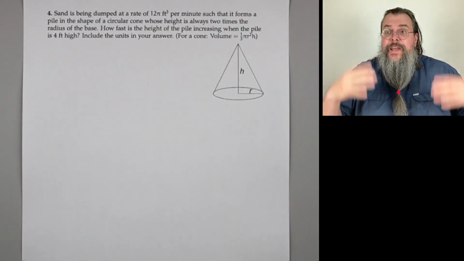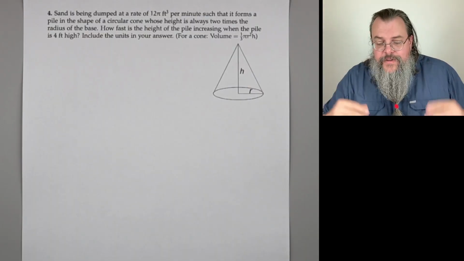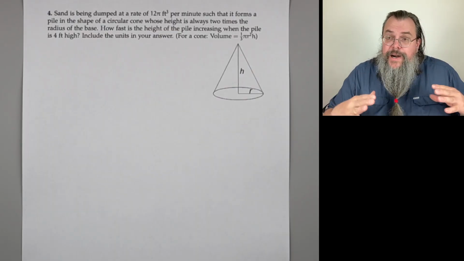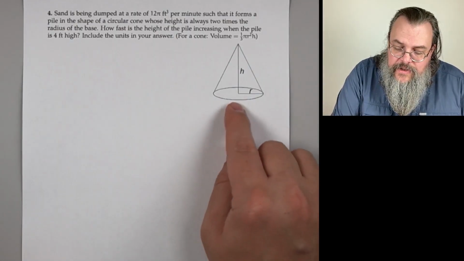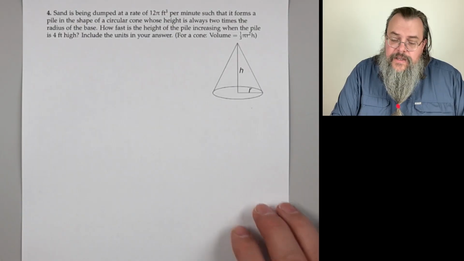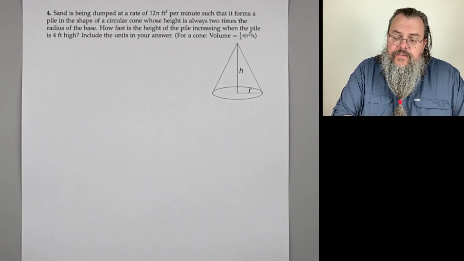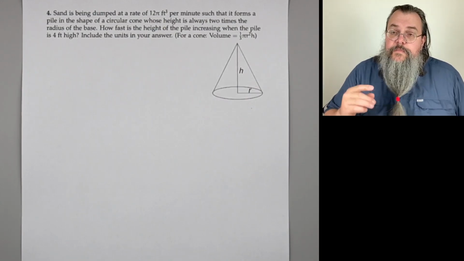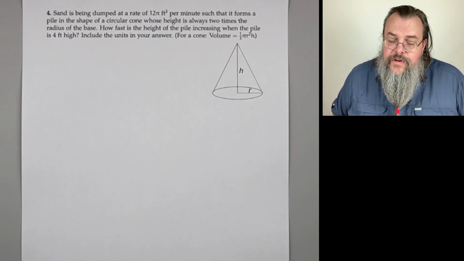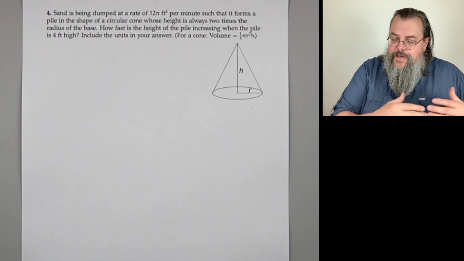Number 4. Sand is being dumped at a rate of 12 pi cubic feet per minute, such that it forms a pile in the shape of a circular cone. So the bottom is a circle, and then it forms this cone, whose height is always 2 times the radius of the base. How fast is the height of the pile increasing when the pile is 4 feet high? Include units in your answer. So for a cone, volume is 1/3 pi r squared h.